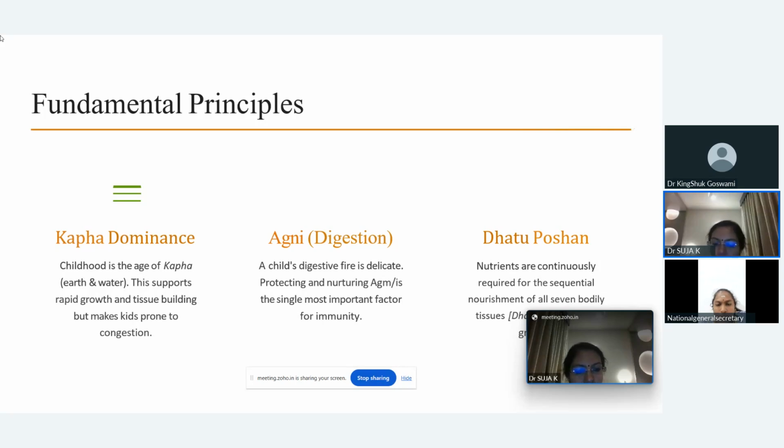So similarly, at home you can adapt such buttermilk. You can take chaas at the end, after having food. Even children you can give it, so that it enhances the digestion.